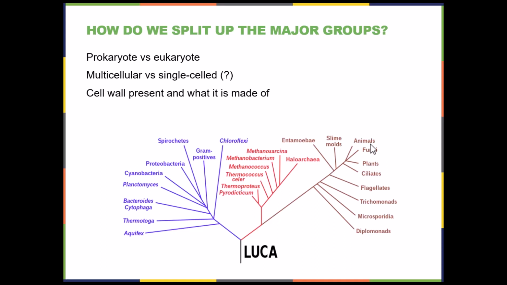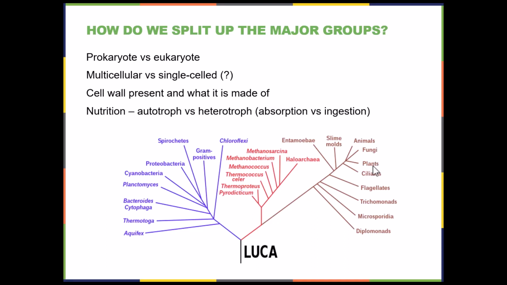The other thing we look at is, is a cell wall present? And if so, what is it made of? Everybody in these two groups will have cell walls. The difference is, what is it made of? This area over here in blue will have a different type of cell wall than this whole area here in red. We also see cell walls in fungi, composed of something different. We also see cell walls in plants. Once again, different composition.